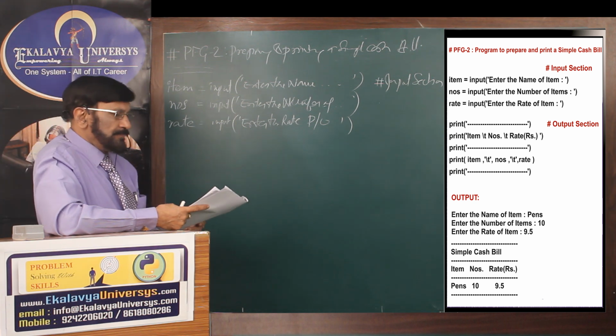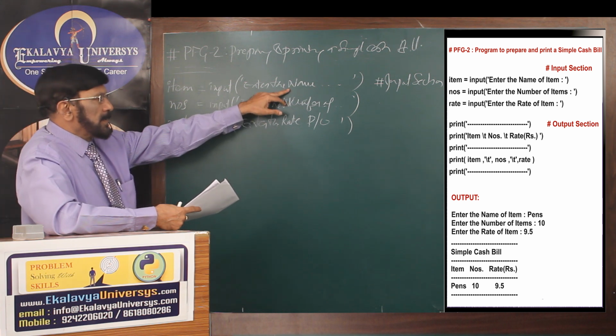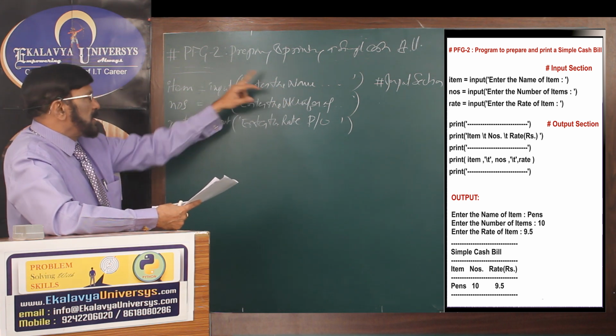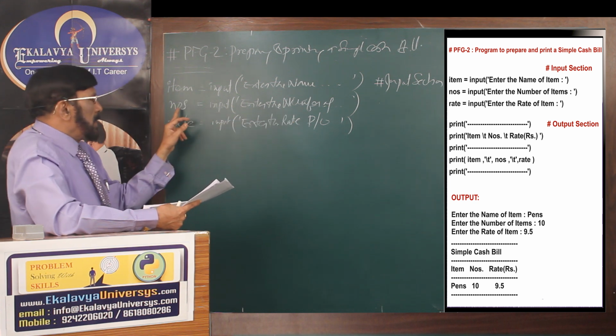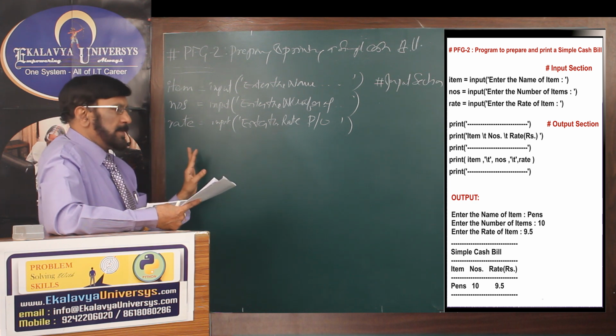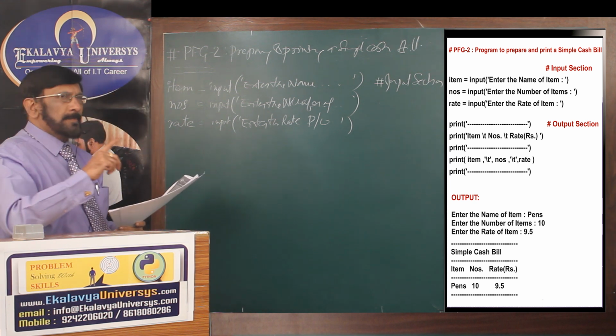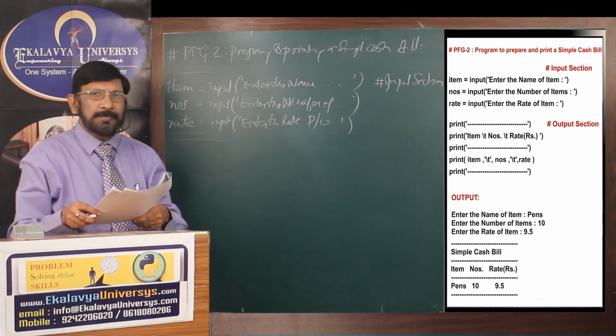That is the intention. Here, three variables are there, and whenever you enter an item name, let us say pens, in this variable it is stored. Enter number, the numbers are stored here, and rate is stored here. Okay, in this manner, you have to understand the input section. Thereafter, give one more line gap.